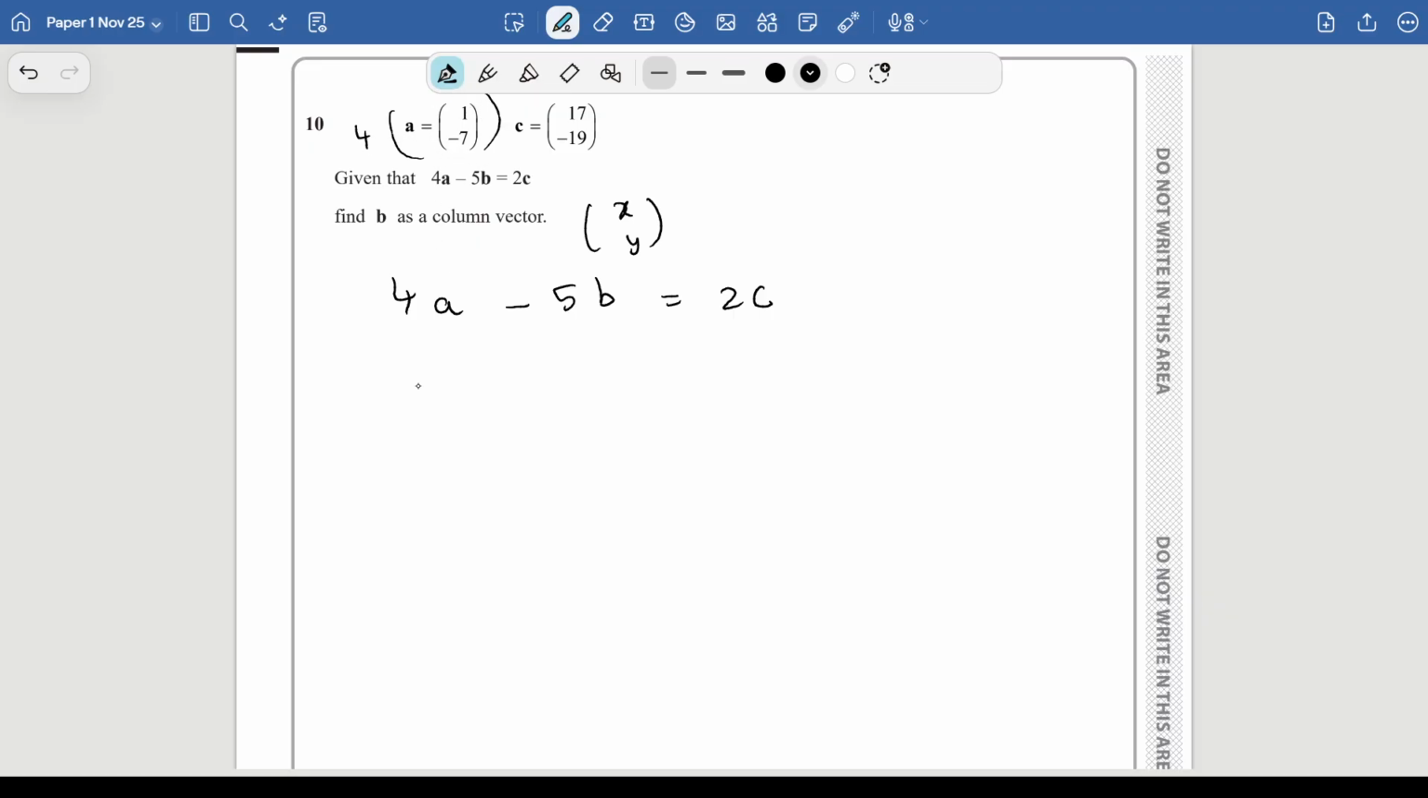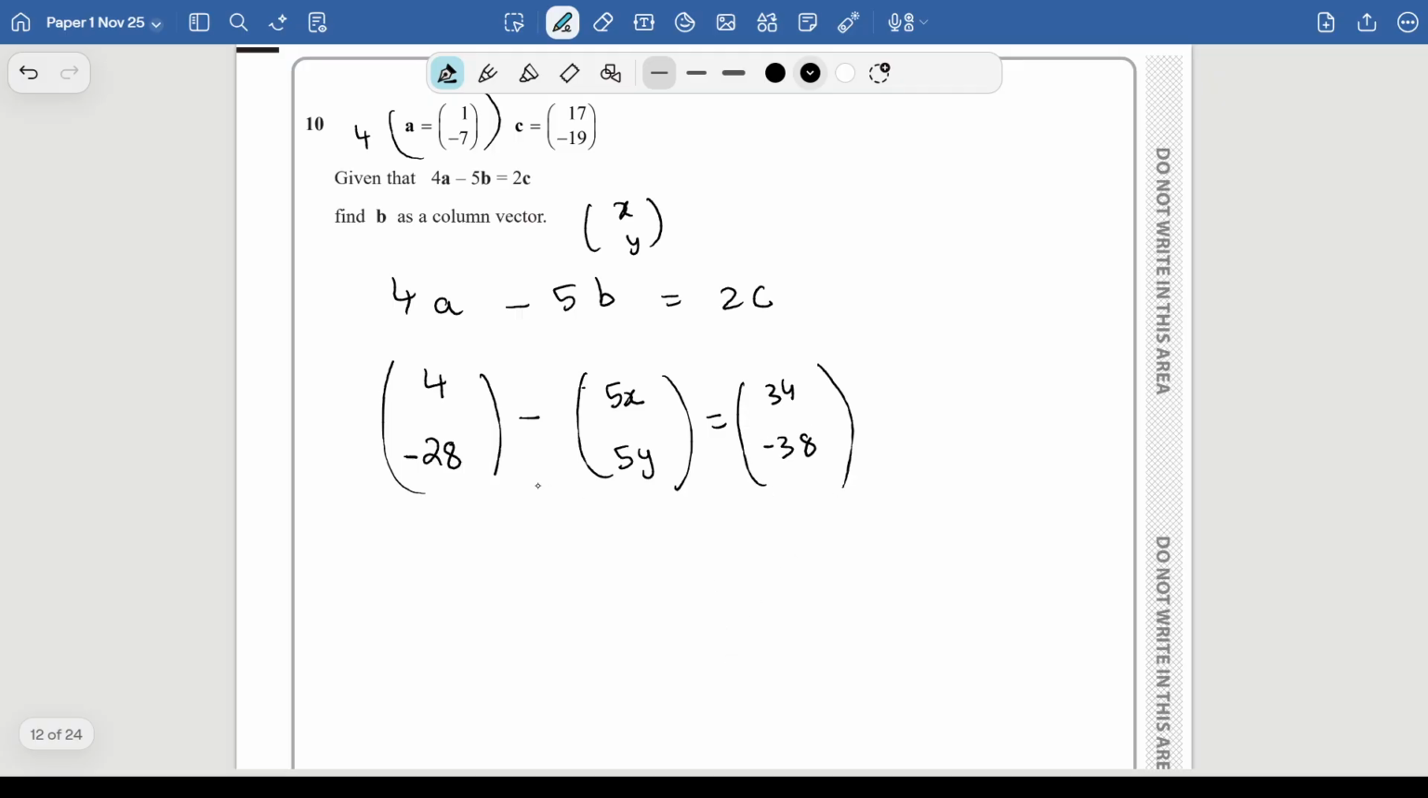4 ones is 4. 4 sevens is 28, so that's a negative 28. Minus 5b. So b, I'm assuming it to be x and y, so this will be 5x and 5y. This is equal to 2c. So 2 times 17 is 34. 2 times negative 19 is negative 38. So I've made an equation. I have to figure out the values of x and y.